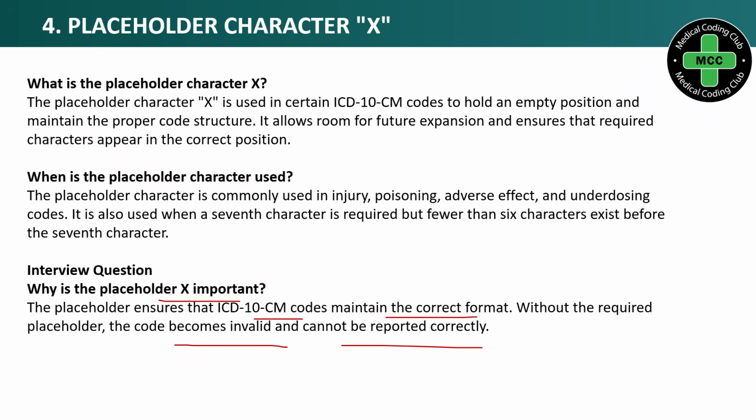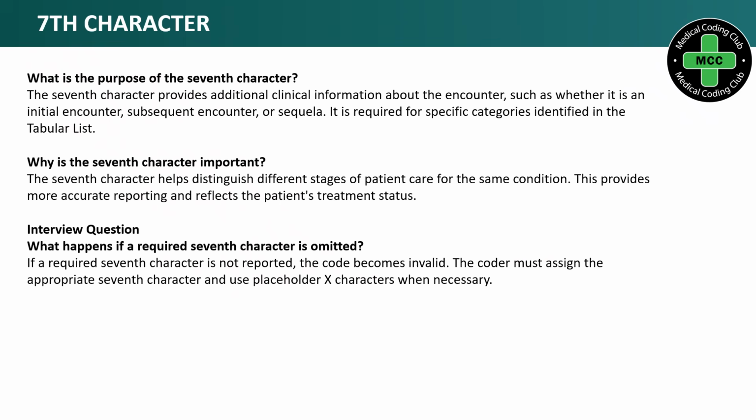So if you consider the initial encounter, 7th character A, in the same way subsequent encounter, character D, and sequela, character S, okay, all of these characters we will be reporting in the 7th place. Okay, we cannot keep them in the 6th place. If we do not have a 6th character, meaning any character or digit is missing, in those instances they utilize this X, okay, mainly in the 5th and 6th positions. So that's how X is important in our ICD-10 book.